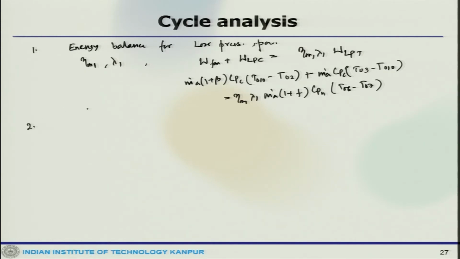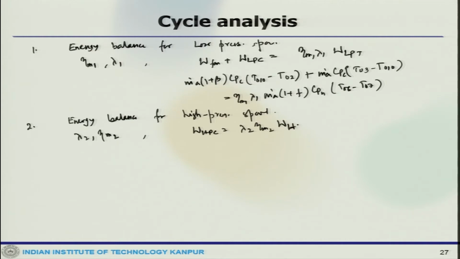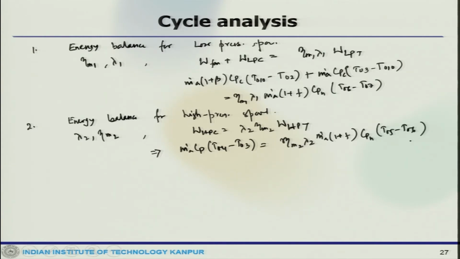Similarly, if we do the energy balance for the high pressure spool, where we consider lambda 2 and eta m2, then we write W HPC equals lambda 2 eta m2 W HPT, which straight away one can write as m dot A CPA (T naught 4 minus T naught 3) equals eta m2 lambda 2 m dot A (1 plus f) CPH (T naught 5 minus T naught 6).